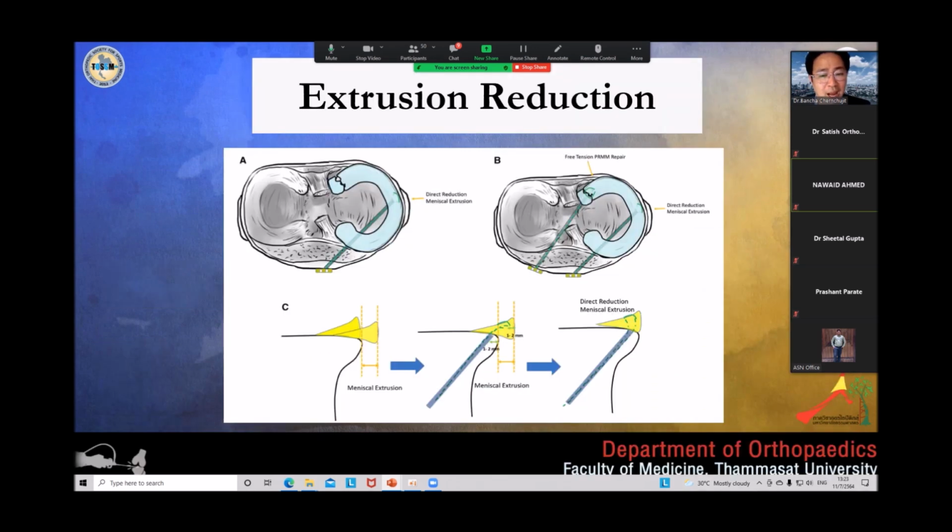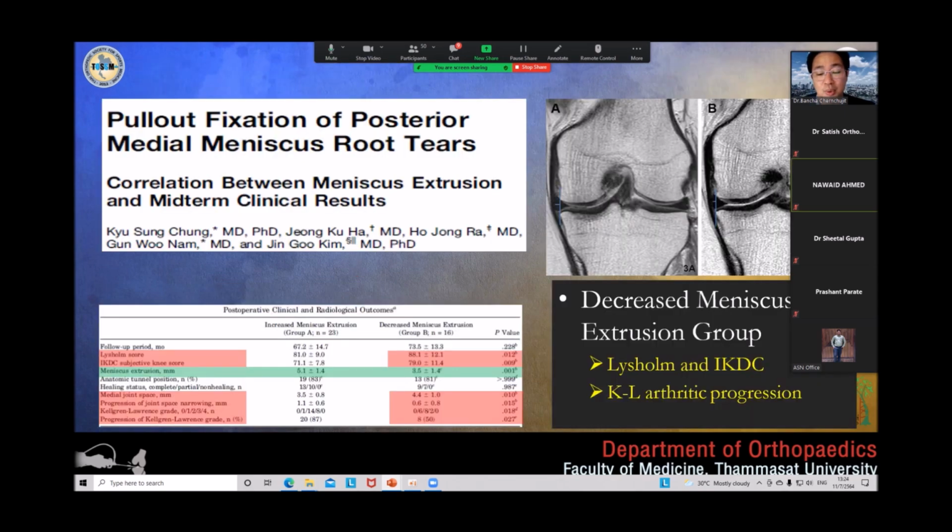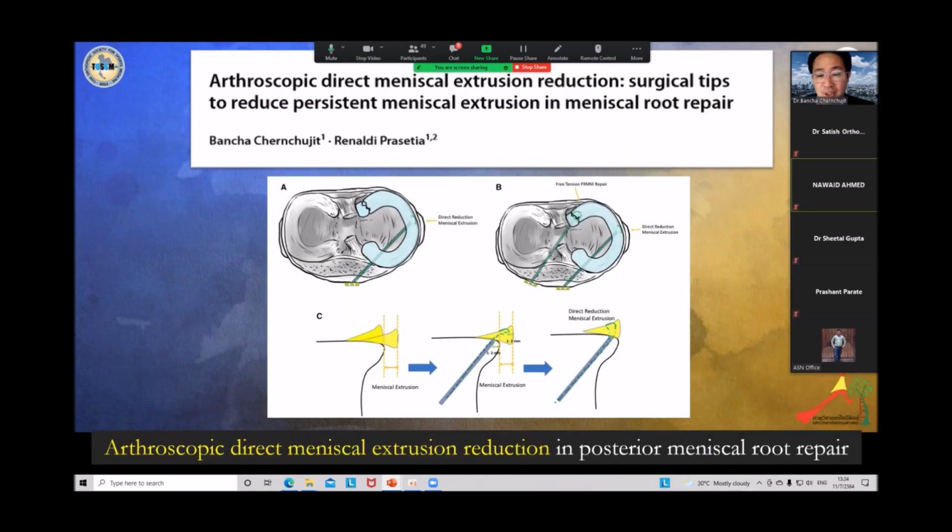I propose extrusion reduction because in 50% of my root repairs, the meniscus cannot be reduced. Even when the meniscus heals well, the extrusion still persists. Extrusion reduction is good to restore hoop tension, strength, and shock absorption, and also prevents the progression of osteoarthritis. From this article, they found that if you have a good extrusion reduction, the patient will have better Lysholm score, IKDC score, and KL arthritic progression after the surgery.